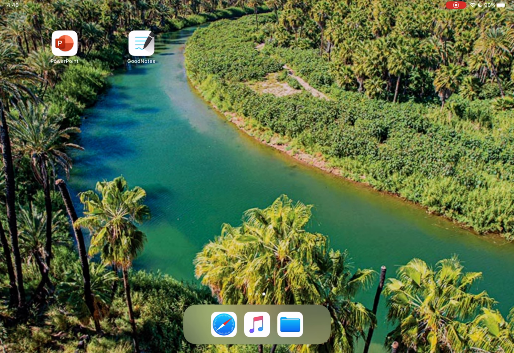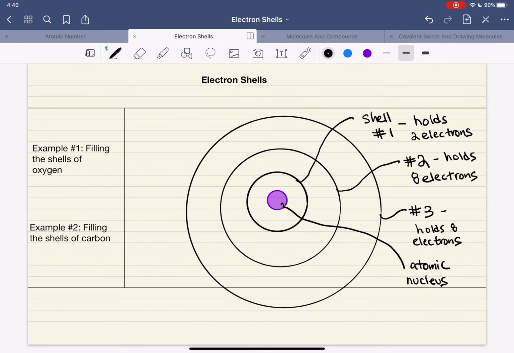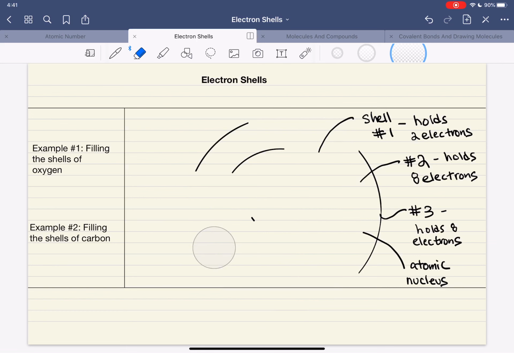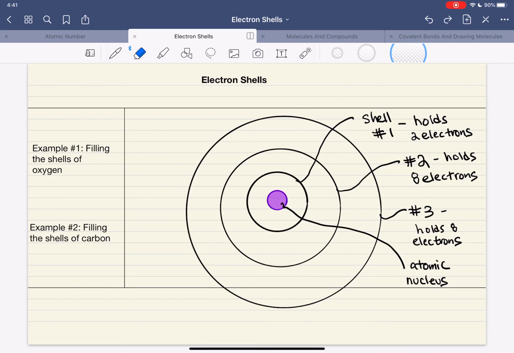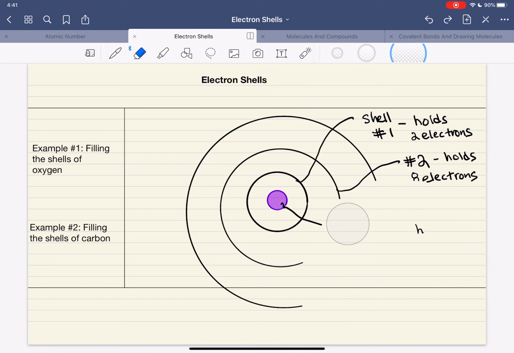So I'm going to go back to this picture here, and I'm going to erase what we have here. I'm going to erase just the shells.